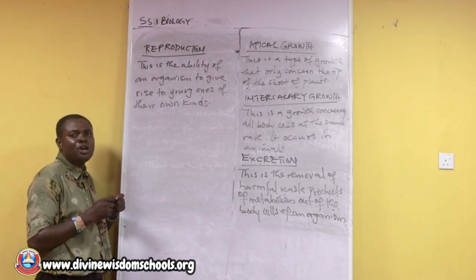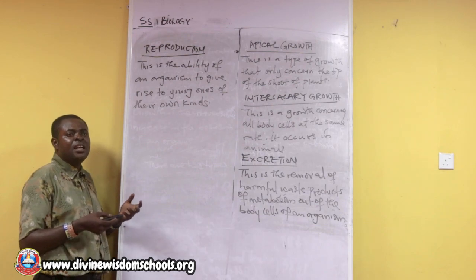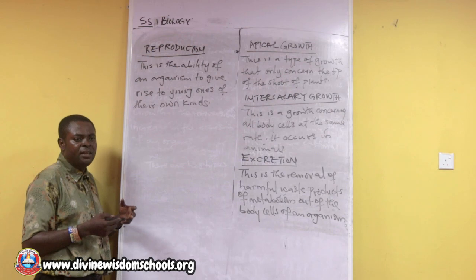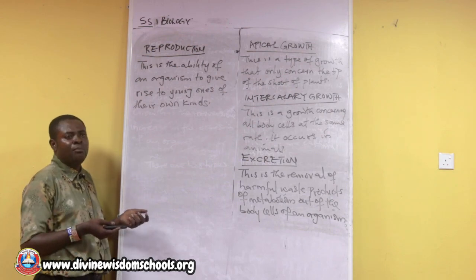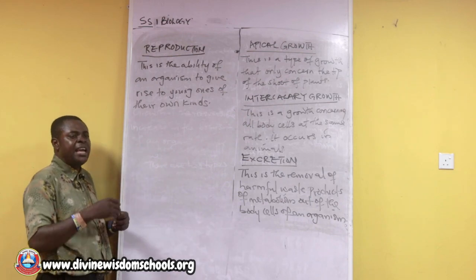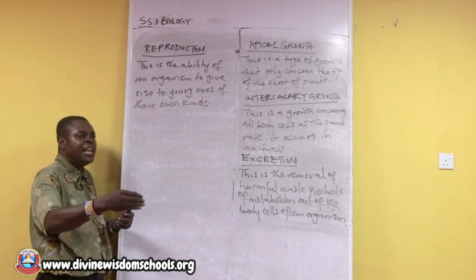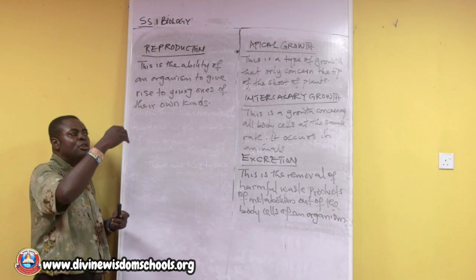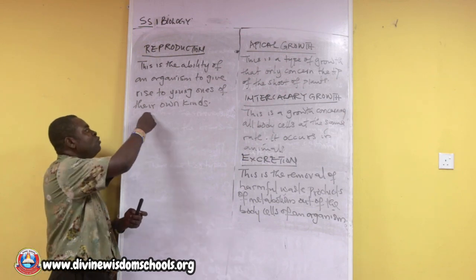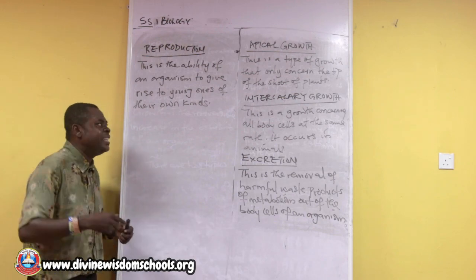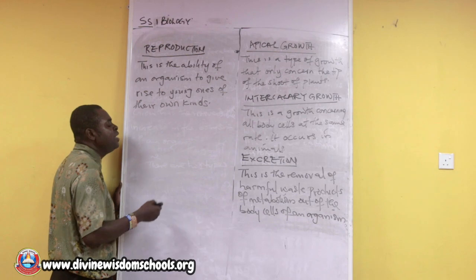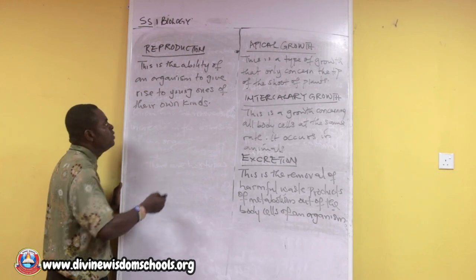Plants carry out reproduction, but they do not give birth. Giving birth has to do with a child coming out through the vagina of the mother. Plants don't have a vagina, but they also reproduce. That's why this word is very important, to give rise. And a goat can never give birth to a lion. A goat will give birth to its own kind. A lion will give birth to its own kind. That is why this phrase, to give rise to young goats of their own kind, is very important. So all living things carry out reproduction.